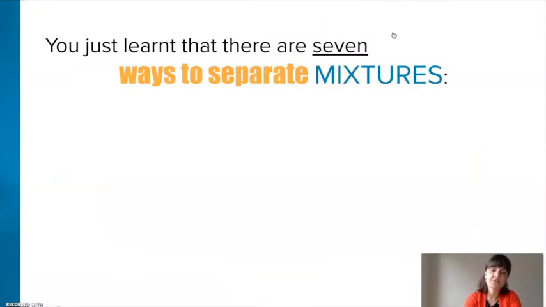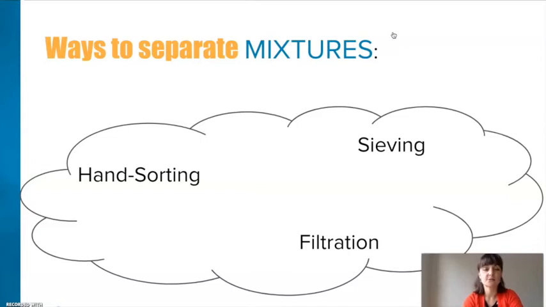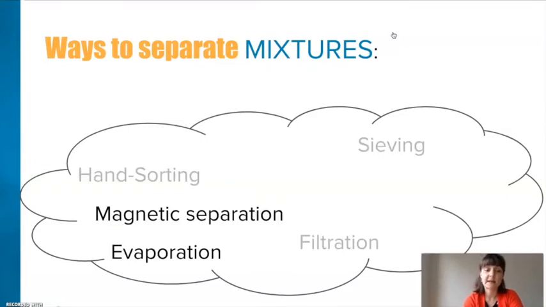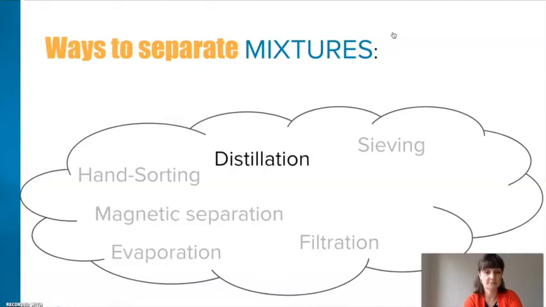Okay, so you've just used your textbook to go and discover 7 different ways to separate mixtures. Let's have a look what you found. Hand sorting, filtration, and sieving. Magnetic separation and evaporation. Distillation and chromatography. What we'll do next is we'll dive deep into each one of those different methods to find out more about how they work.